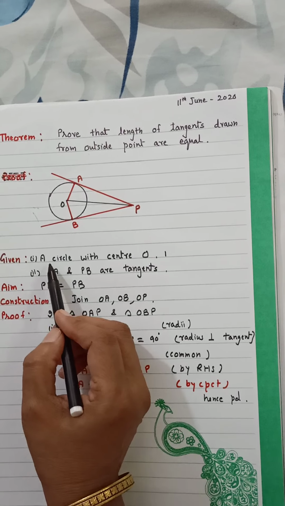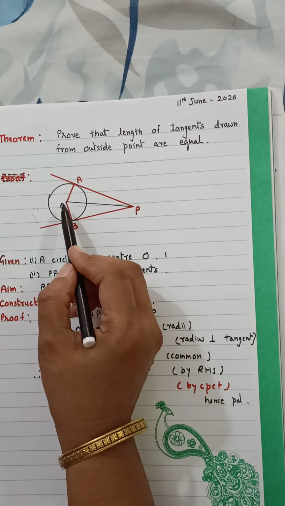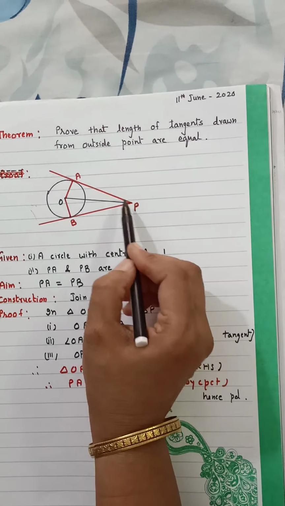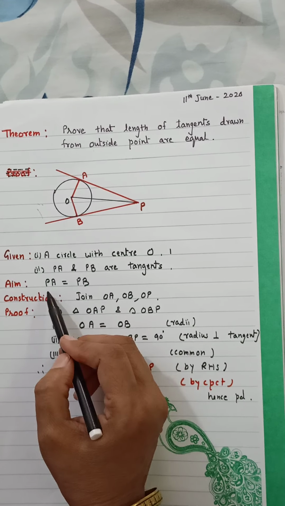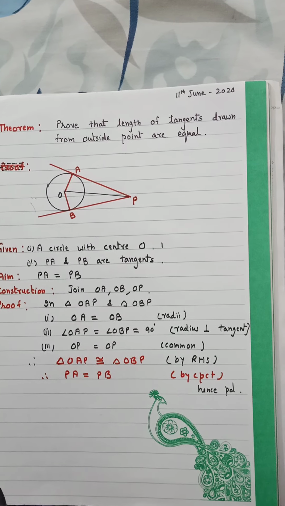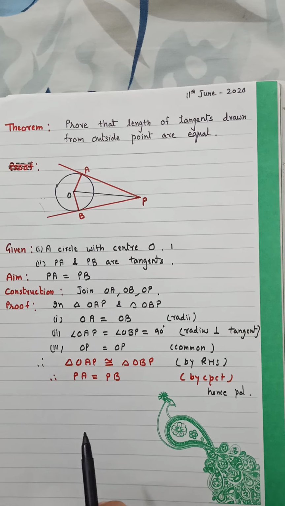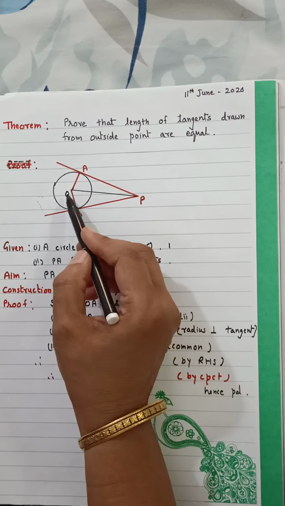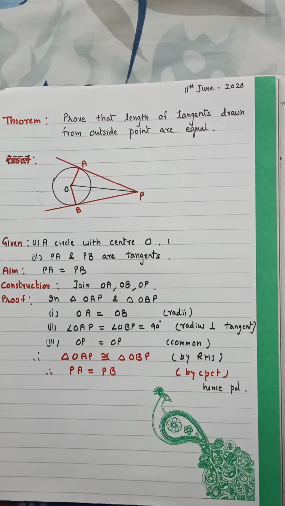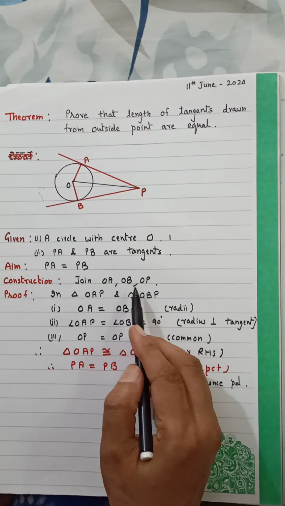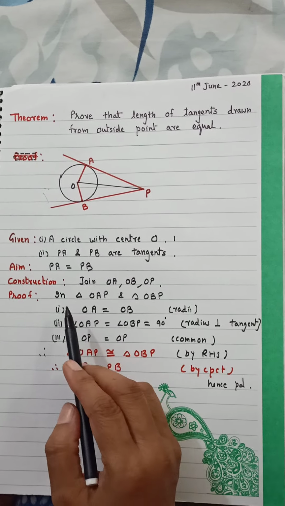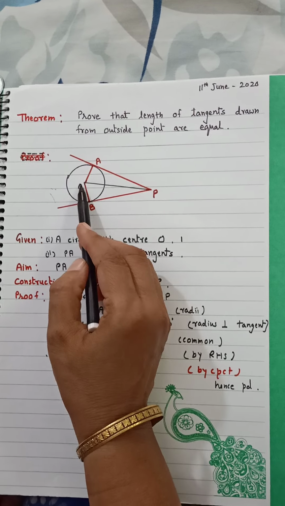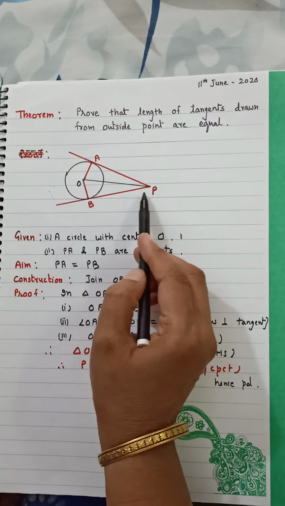Now, what you are given: a circle with center O, and PA and PB are tangents, and your aim is to prove that PA is equal to PB. What construction are we doing? We are joining O with A, we are joining O with B, and we are joining O with P. And if we join OA, OB and OP, we get triangles OAP and OBP.